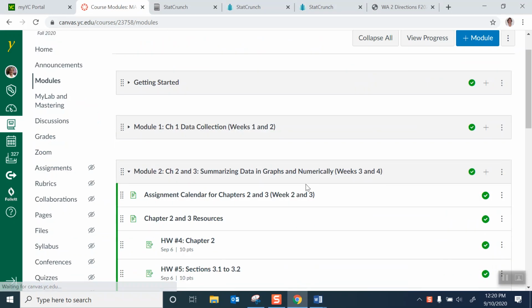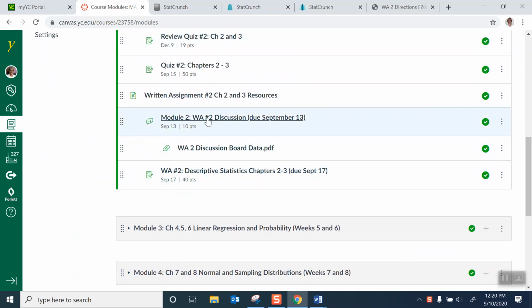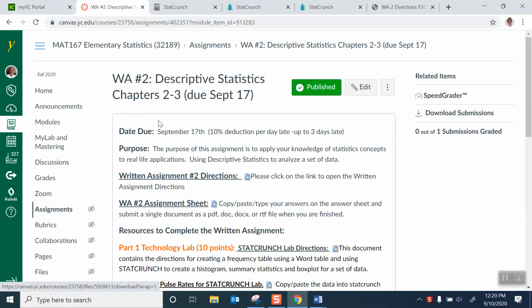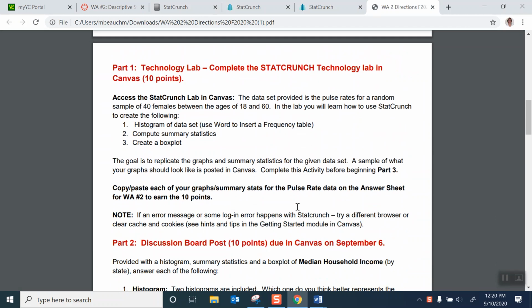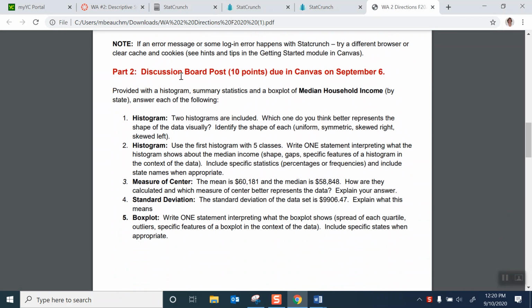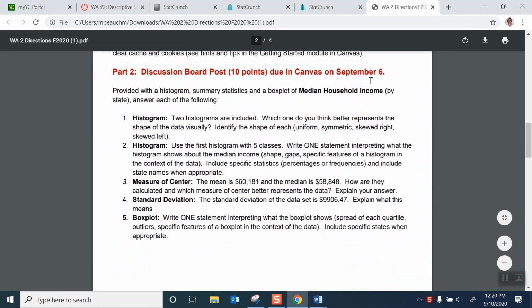We'll go in the modules. Make sure you have your written assignment directions open. Okay, so I'm going to go ahead and open them here. So the second part of the assignment, part 1 is your technology lab. Part 2 is the discussion board due in Canvas. I changed the due date to the 13th. You're going to be provided with a histogram, summary statistics, and a box plot of median household income, and then asked to answer each of the following.